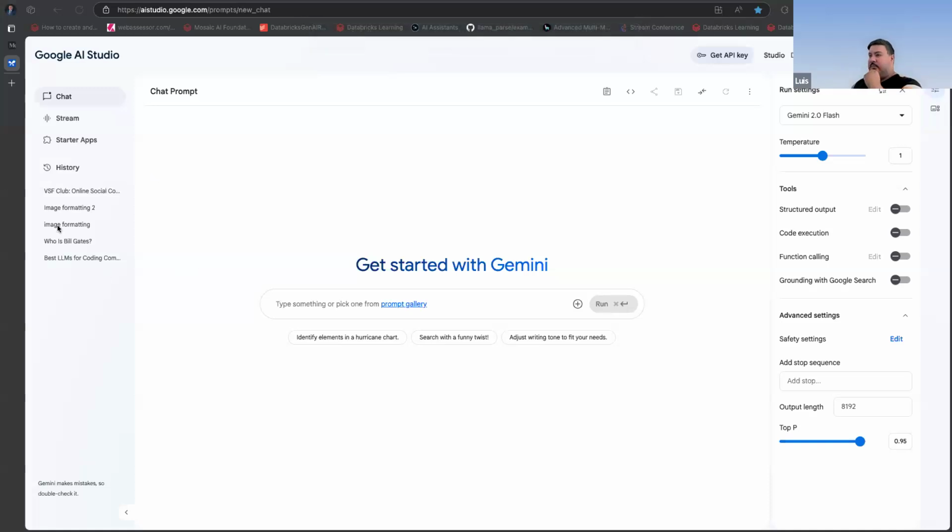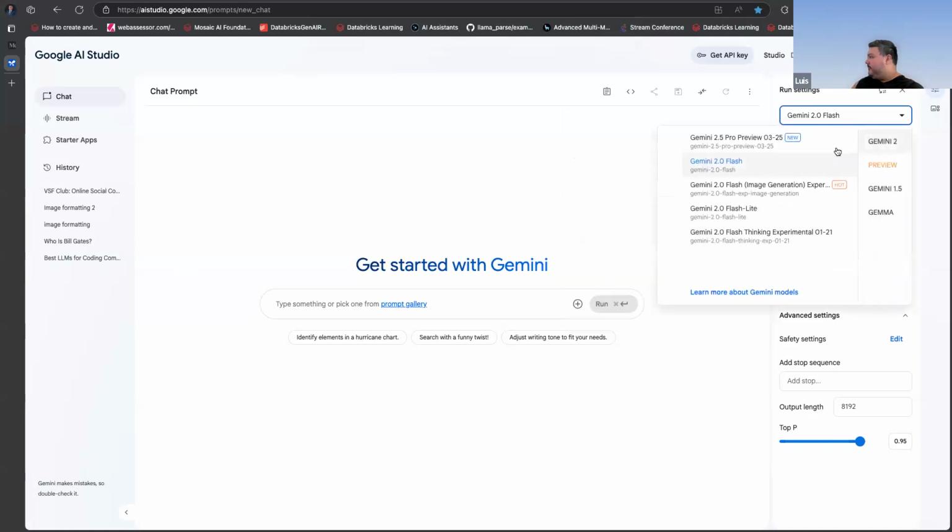Okay, just going back to the slides. One thing I wanted to show before we jumped over was agentic tools. In order to do agentic tools, there are extra costs as well. So as I'm pulling up my Google Studio, I'm going to show you one more thing.